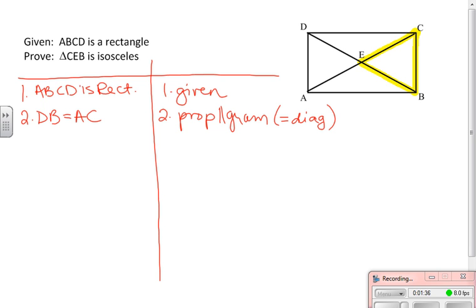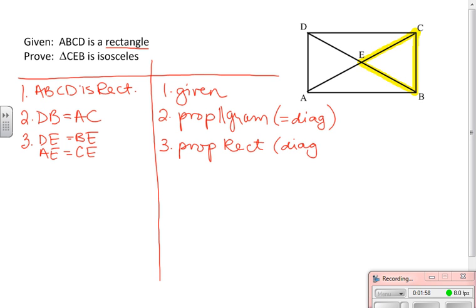Now I also know, since this is given to me as a rectangle, that the diagonals bisect each other. So that means that DE is equal to BE and AE is equal to CE. And that is by property of rectangle, because the diagonals bisect. So I know this. Now, if the whole things are equal and I'm cutting them both in half, it pretty naturally follows that those pieces, all four of those pieces, are going to be equal. But I do have to prove it.